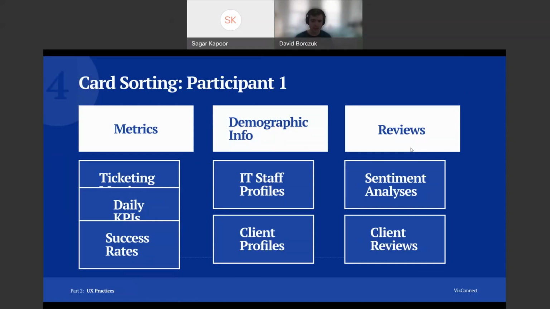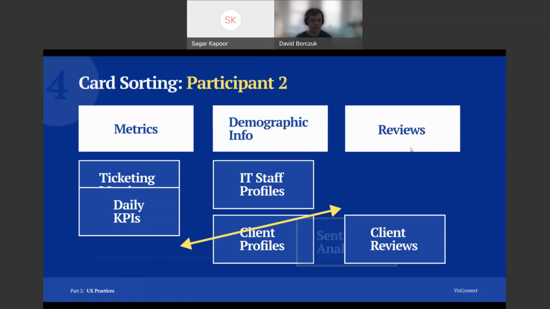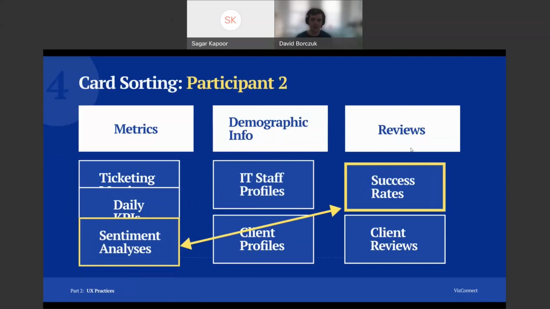And it's really important to interview different participants. In one case, maybe participant 2 will think that success rates are part of reviews and sentiment analysis were part of metrics. So by having a bunch of different participants in your interviewing schedule, you're able to figure out what is the general consensus on what the information architecture should be. Should success rates be part of reviews? Did most people think that, or did most people think that success rates should be part of metrics? Maybe there's a part of that metadata that is a little ambiguous.